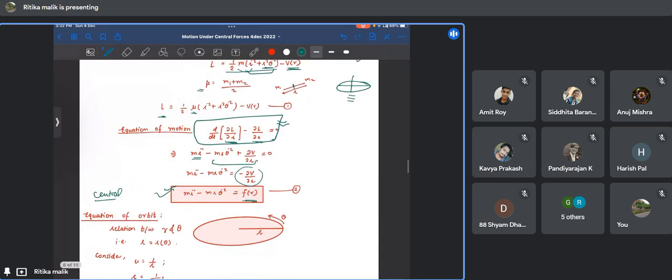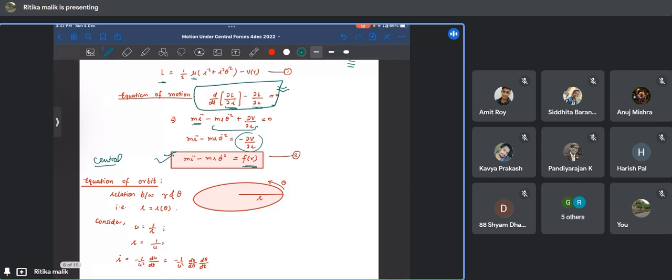Now we have to find the equation of orbit. So what is meant by equation of orbit? We want to find our function r as a function of theta, meaning how r varies as it moves along the different direction theta. This is what we want to find out.